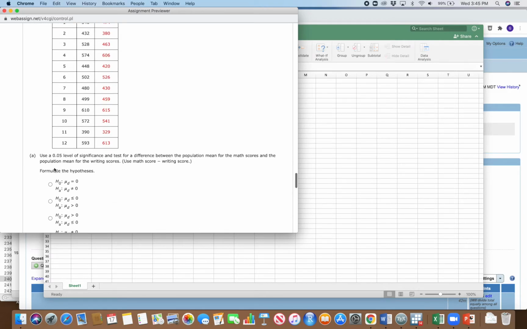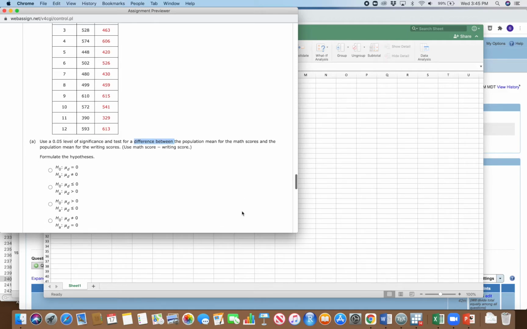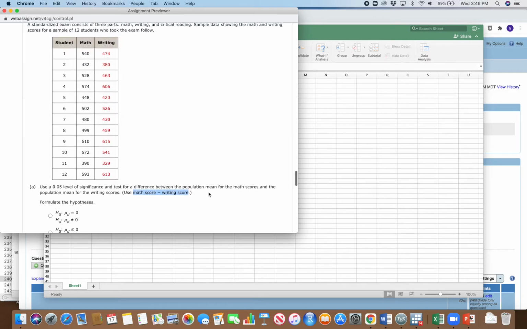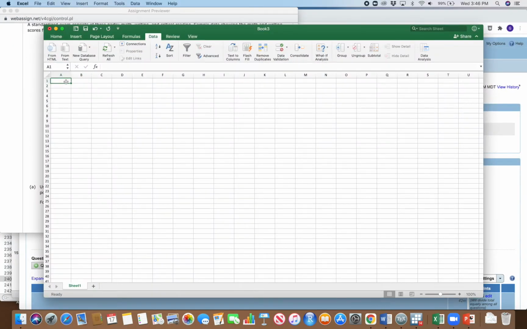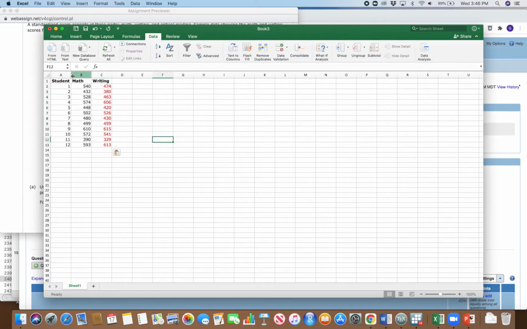So it says use a 0.05 level of significance and test for a difference between the population mean for the math scores and the population mean for the writing scores, so that tells us it's going to be a 2-tailed test, right? And they're telling us which direction to do the difference, because that will change whether we get a positive or negative number, right? So I'm going to go ahead and copy this data into my handy dandy calculator right here. And it copies over well, thankfully.